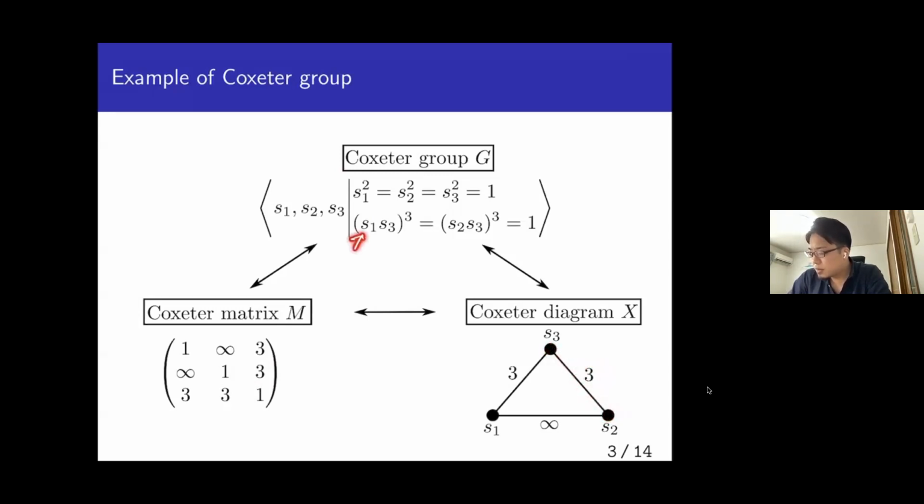And in this presentation, the product of S1 and S2 has infinite order, so we omit such a relation. In the Coxeter matrix, these two entries are infinity. And in the diagram, S1 and S2 are joined by an edge labeled by infinity.